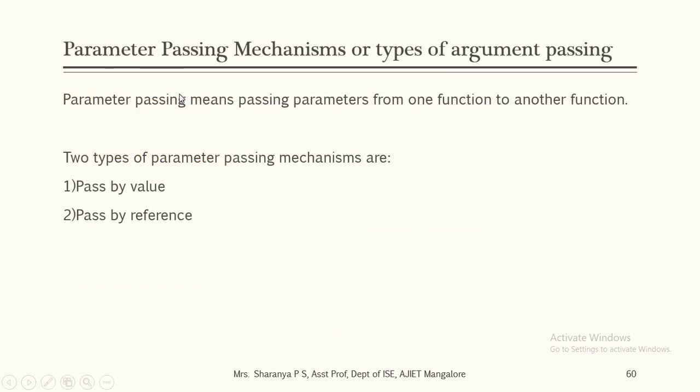Now we'll see the different ways we can pass the arguments to the function. Arguments, or we say parameters, are the values we want to pass from one function to another. That we normally do by referring to the variables. Here, the ways these parameters are passed are classified into two types: one is pass by value and the other is pass by reference.